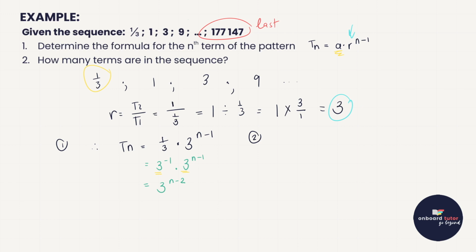The second question they have for us here is how many terms are in the sequence? Well, what I have is a general term, and I know that there is a last term in this sequence of 177,147. And so if I set those two things equal to each other, I should be able to solve for this without any hassles.